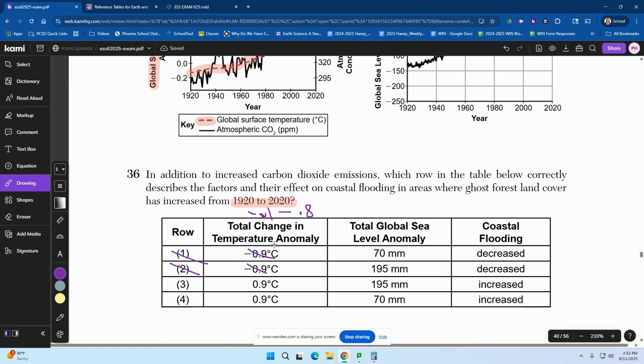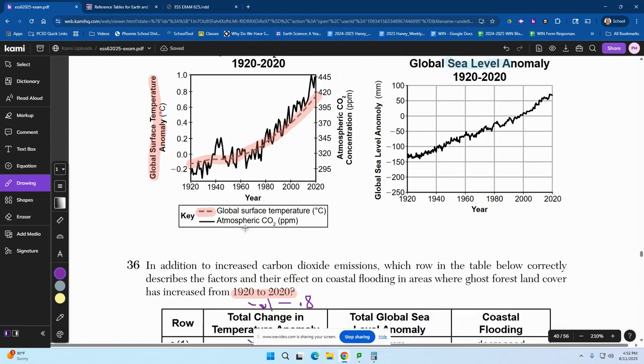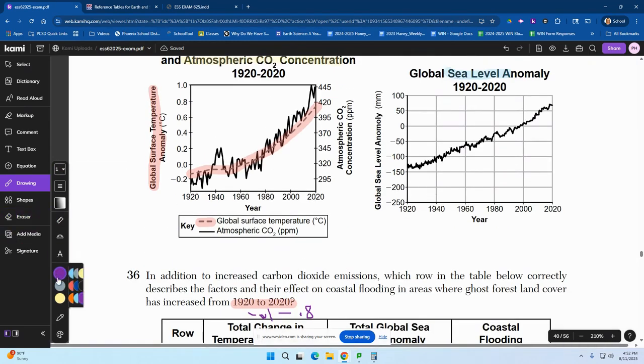Okay, my total global sea level anomaly. I'm going to look at the graph over here that was in blue. Sea level anomaly.